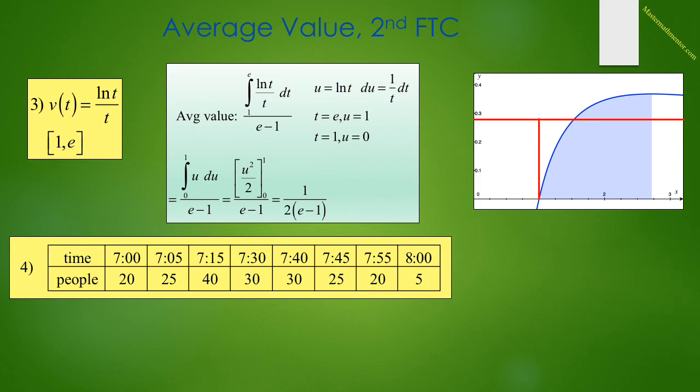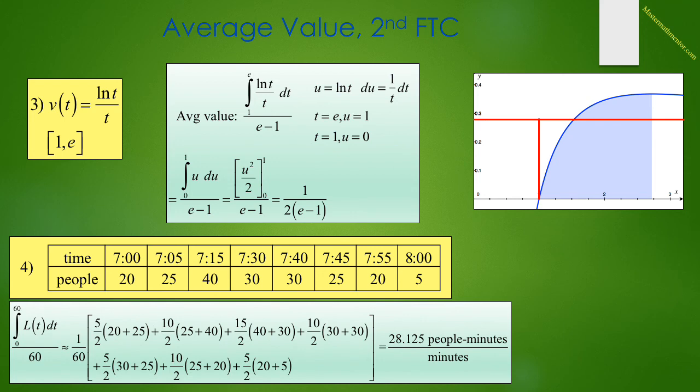Number 4 reads, the number of people waiting in line to enter a Las Vegas buffet between 7 p.m. and 8 p.m. is shown in the table. What is the average length of the line as approximated by the trapezoidal rule? Working in terms of minutes, our average length of line is the integral from 0 to 60 of L of t dt over 60 minus 0.